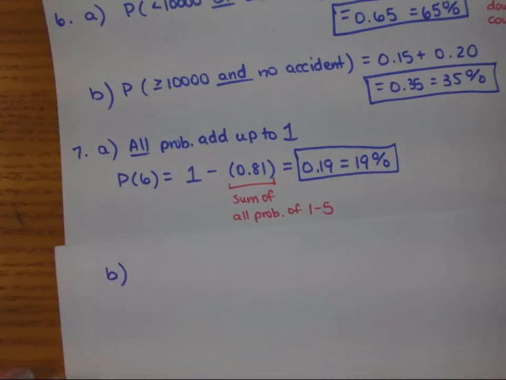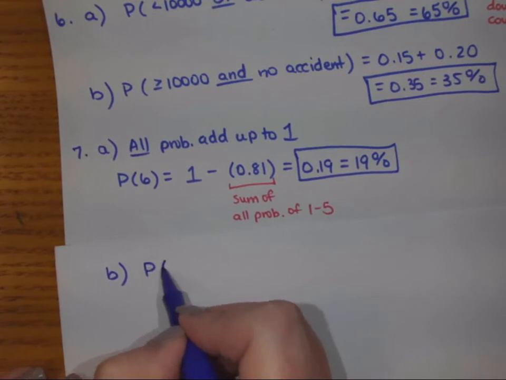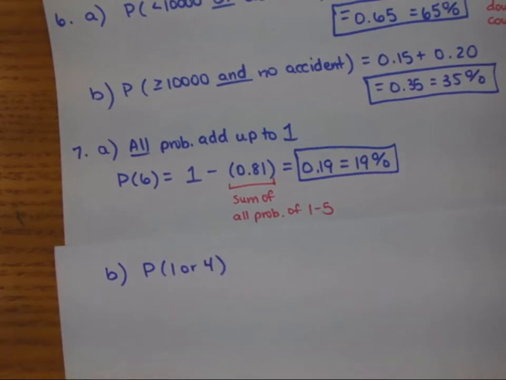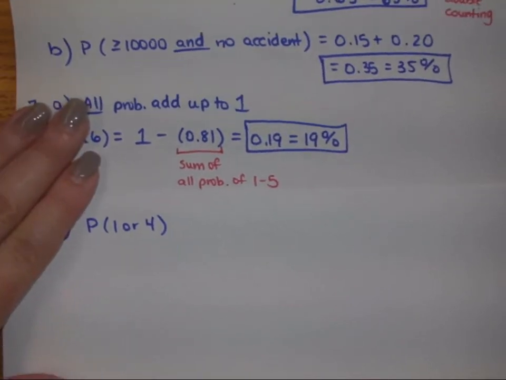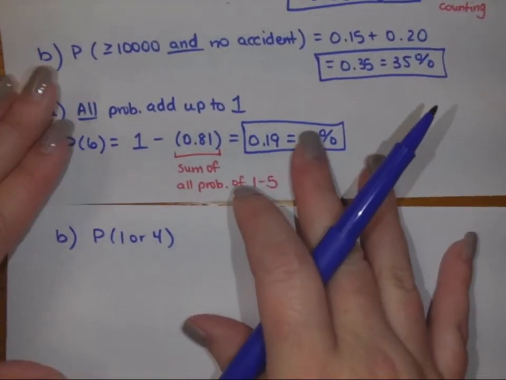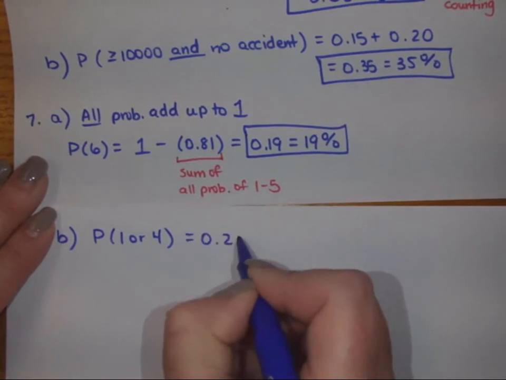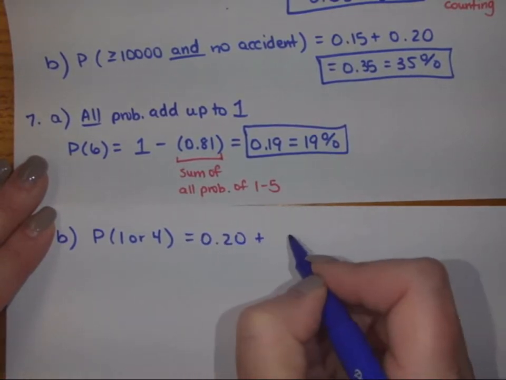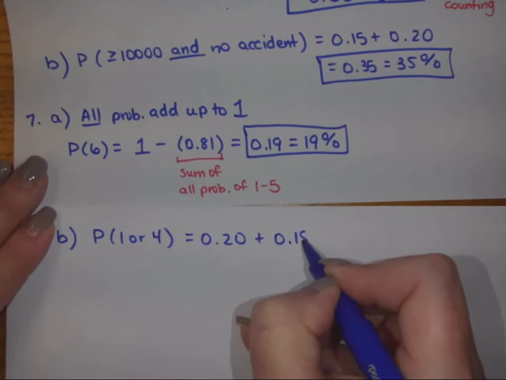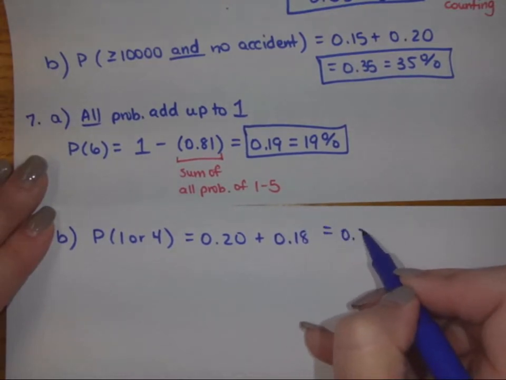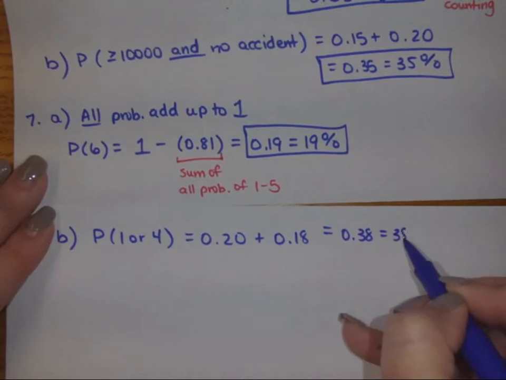B says, what is the probability of rolling a 1 or a 4? Okay, notice you can't have a 1 and a 4 at the same time, so you don't have to worry about the subtraction principle where you have to take it off. It can't be both a 1 and a 4. So you just need to add the probabilities of 1, which is 0.20, plus the probability of 4, which is 0.18. So you get 0.38 or 38%.